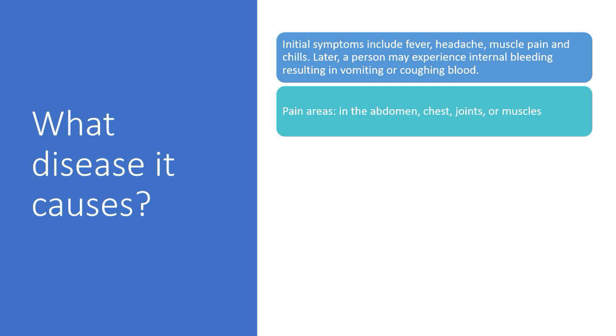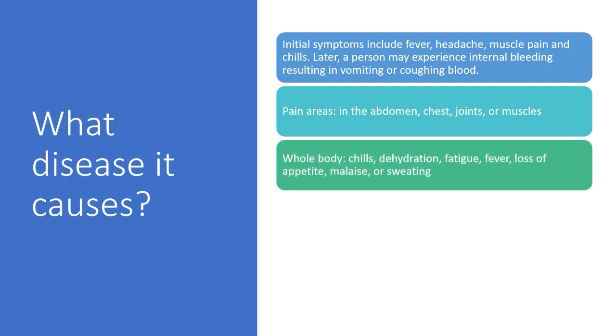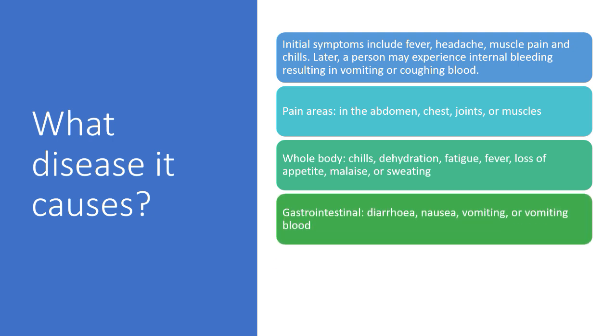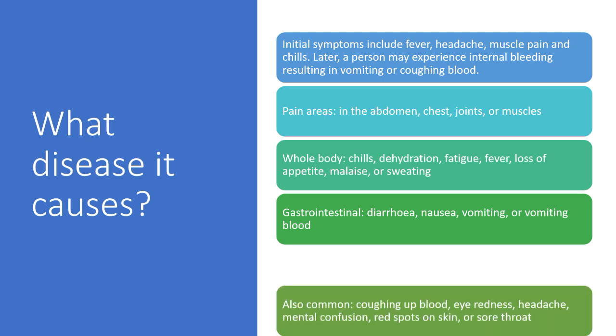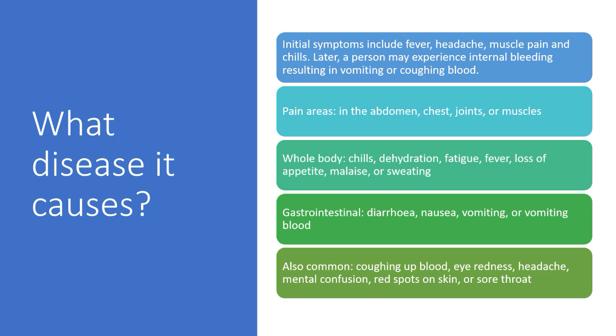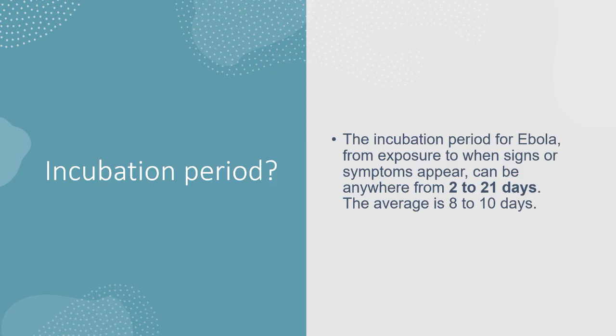And the pain areas including abdomen, chest, joints, and muscles, and the whole body includes chills, dehydration, fatigue, fever, loss of appetite, malaise, and sweating. Gastrointestinal disorders including diarrhea, nausea, vomiting, and vomiting blood with the stool as well. And also common is coughing blood, eye redness, headache, mental confusion, red spot on skin, or sore throat.